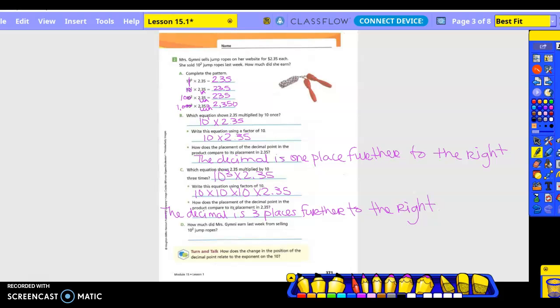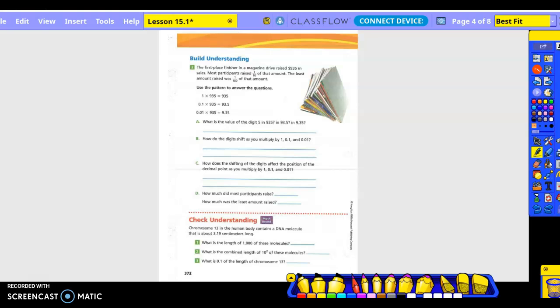How much did Mrs. Jimmy earn last week from selling 10 to the second jump ropes? So we go up here to the second power. How much money did she earn? $235. Check understanding: the first place finisher in a magazine drive raised $935 in sales. Most participants raised 1/10 of that amount. The least amount raised was 1/100 of that amount. So use patterns to answer these questions.